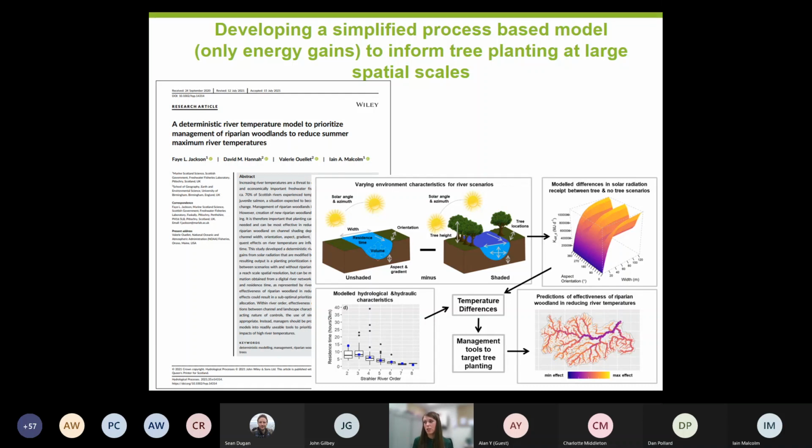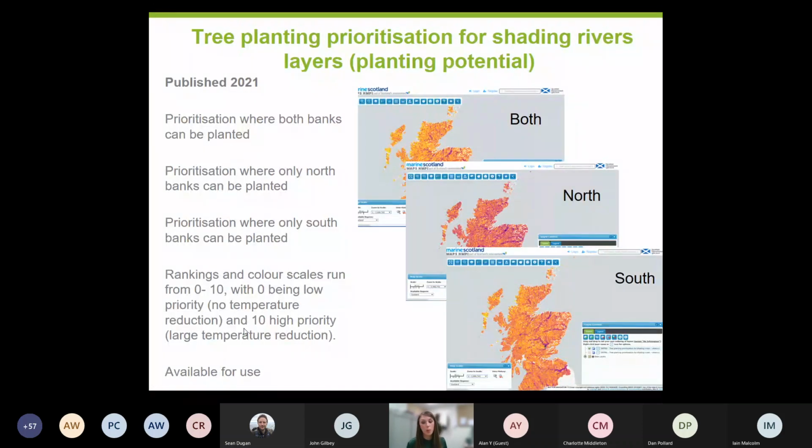And you can then translate this temperature difference into an overall prioritization or ranking score to let you again produce a spatially extensive tool for where you're going to get the largest benefits for planting trees. And that's what we published at the tail end of last year when the paper came out. So this is what we deem the tree planting prioritization layer for shading rivers. So this is purely looking at if you plant trees on the banks of a river, how much change might you expect to see? And because we're only accounting for energy gains, we've translated this score into a scale that runs 0 to 10, with 0 being a low priority, so no temperature reduction, and 10 being a high priority with a large temperature reduction.